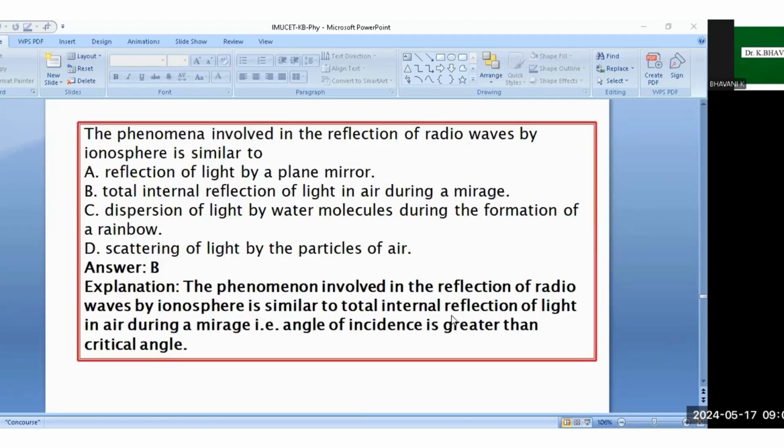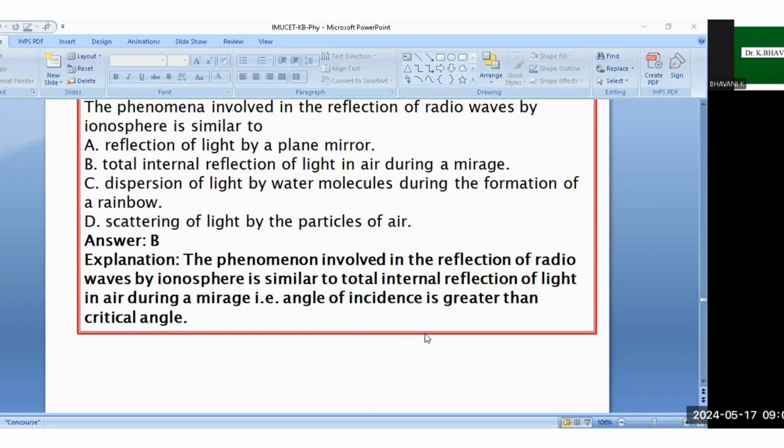The phenomenon involved in the reflection of radio waves by the ionosphere is similar to, because nowadays for radio wave communication we are using satellites, the total internal reflection of light in air during a mirage. That is, the angle of incidence is greater than the critical angle.